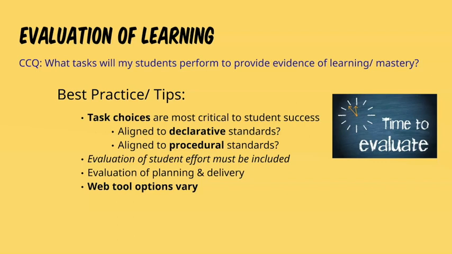The second bullet says that the evaluation of student effort must be included. As much as you can, you want to try to include effort and ways of showing process and proving that they collaborated, and simple survey questions. What did you offer your group during the collaborative time? What suggestion did you accept or take from a group member? And so on. And then the third bullet talks about evaluation of the planning and delivery process.